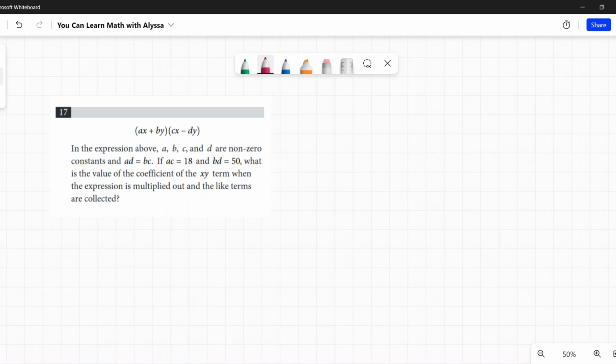My immediate thought was trying to figure out, okay, is there a way, if AC is 18 and BD is 50, and I know AD is BC, is there a way I can figure out? And I was writing factors of 18 and factors of 50 and trying to, oh my goodness. And I'm like, this can't be right. This cannot be right. And it was not.